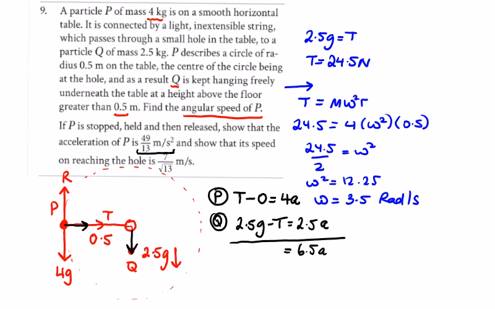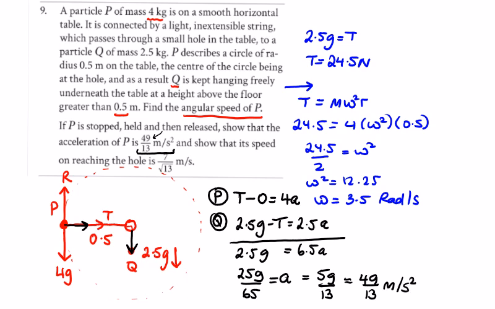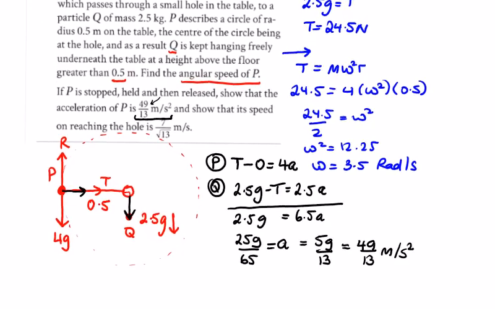6.5A is equal to 2.5g. So multiplying by 10, I'll get 25g over 65 is equal to A, which is equal to 5g over 13. Is that what they're looking for? No, 49 over 13. Okay, so with g as 9.8, that's 49 over 13 meters per second squared. And then the speed as it reaches the hole, so we have its acceleration.